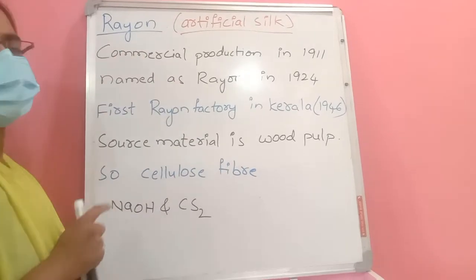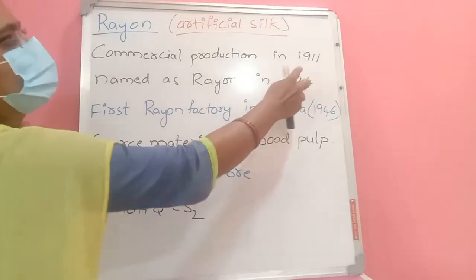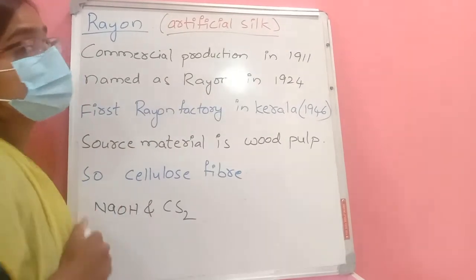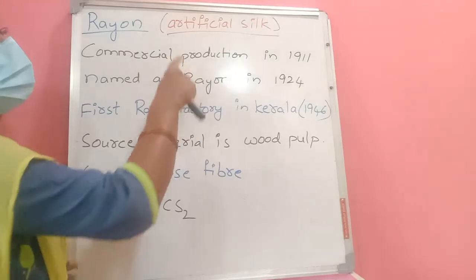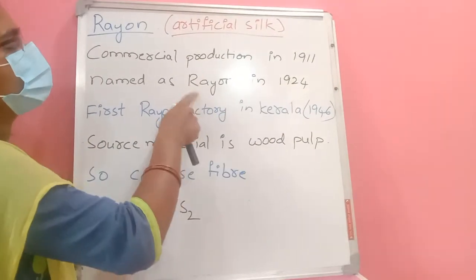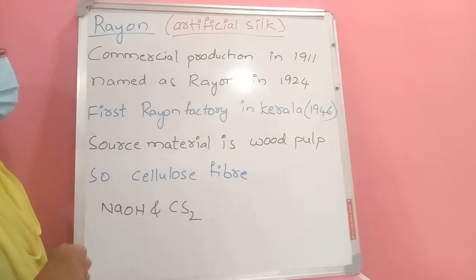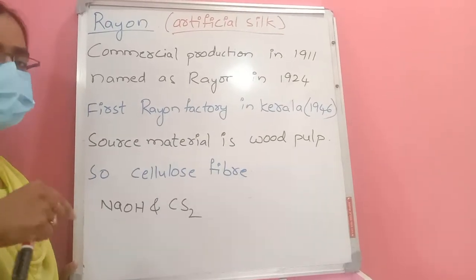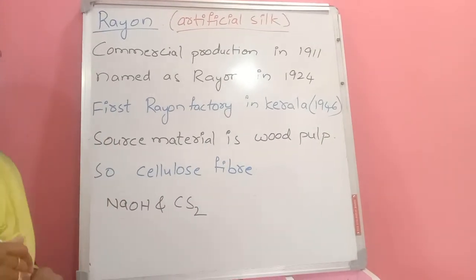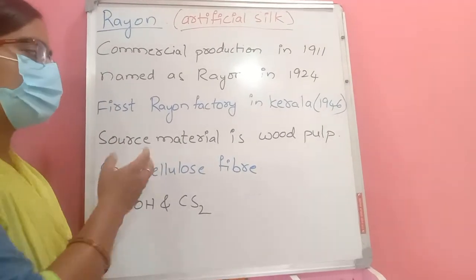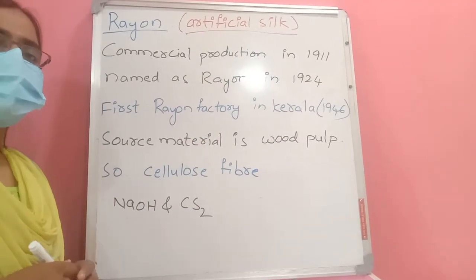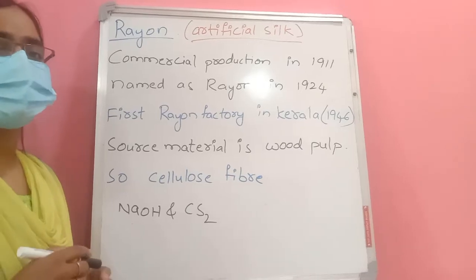Rayon replaced silk as artificial silk. The commercial production of rayon started in 1911, but it was named rayon in 1924. Till then it was called artificial silk. After 1924 it is named rayon. The first rayon factory in India was in Kerala in 1946. This rayon is made from wood pulp, which is a natural resource.